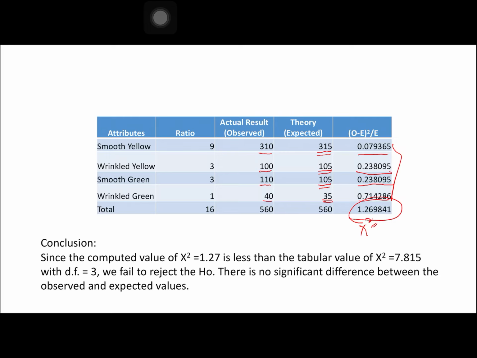So for our conclusion, since the computed value of chi-square, that is 1.27, is less than the tabular value of 7.815 with 3 degrees of freedom, we fail to reject the null hypothesis. There is no significant difference between the observed and the expected values.